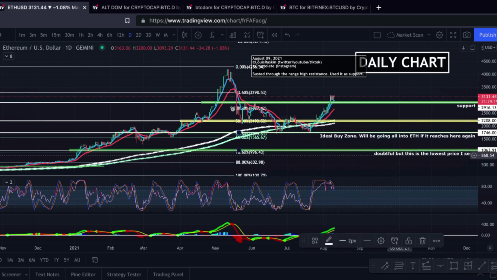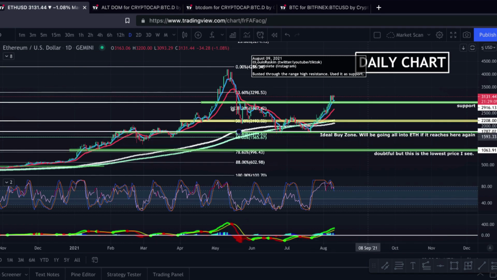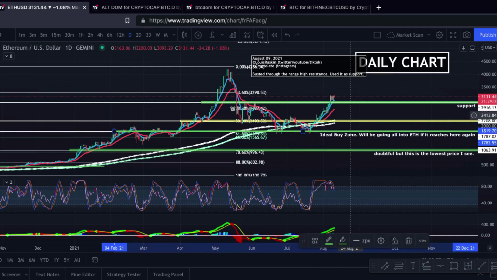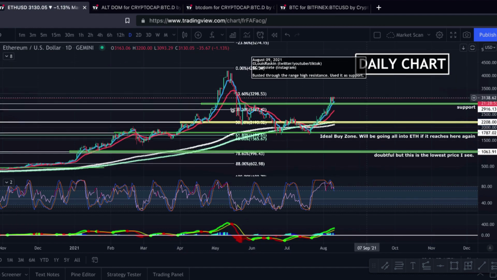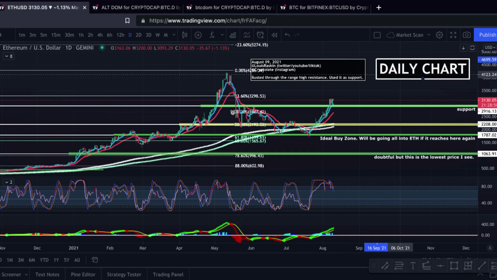Yeah. So I'll be going all into ETH if it reaches here again. And I'll be totally okay even if it goes all the way down here. Because I just don't think it will. In fact, I sort of want to front run this, to be honest. This will probably be the zone that I do it. But, like, you think it's going to drop again? You think it's going to drop 50%, 41% again? Like, man, I just don't really see it. Like, so bullish right now.